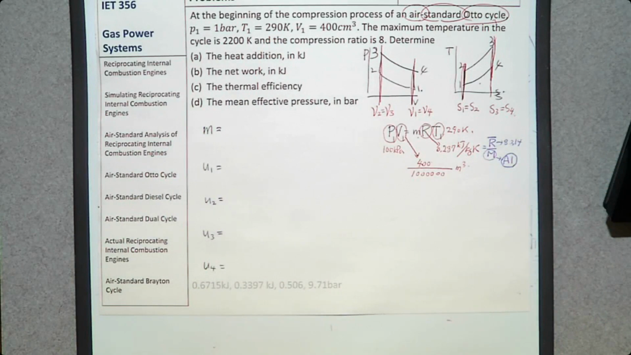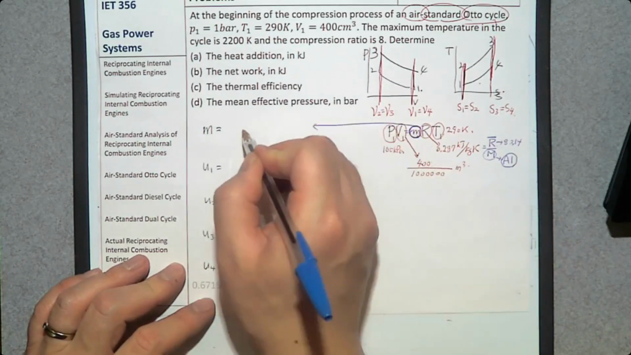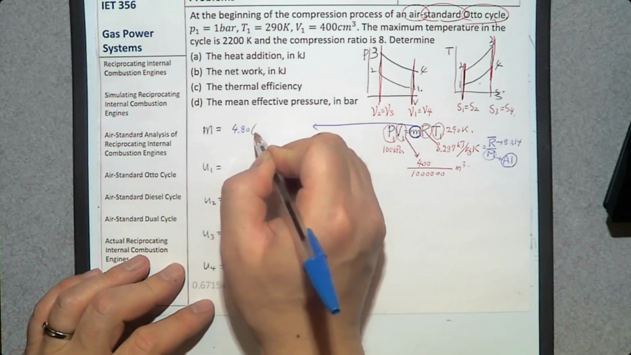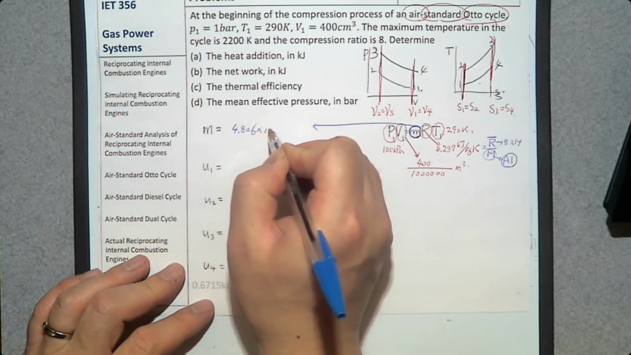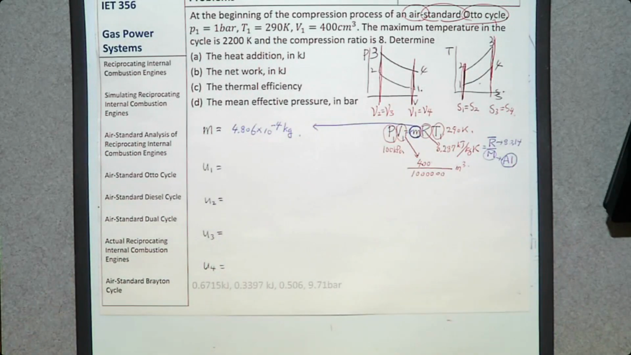So let's find mass. 4.806 times 10 to the minus 4 kilogram. Any question finding this mass? Not much, right? Very straightforward using the ideal gas equation.